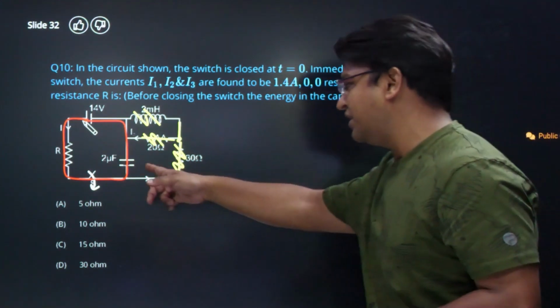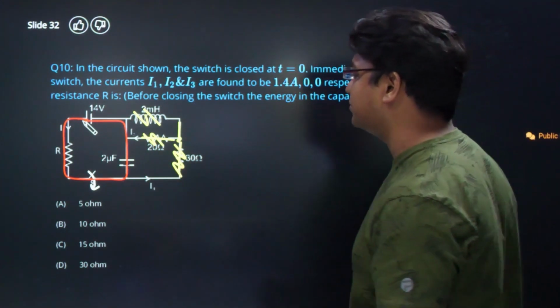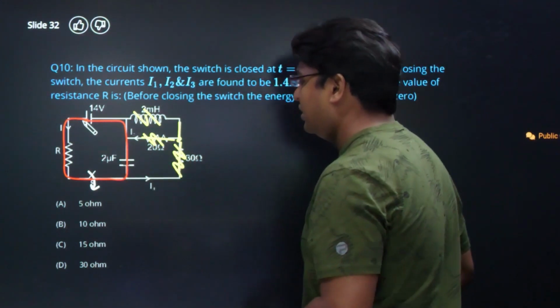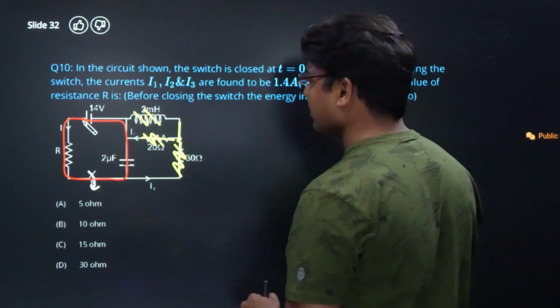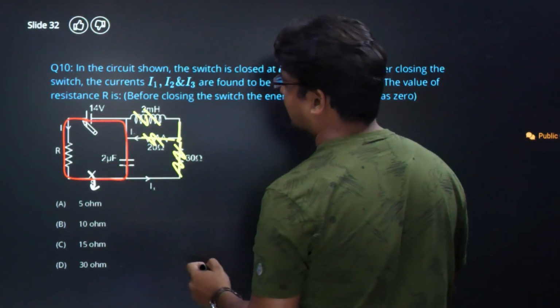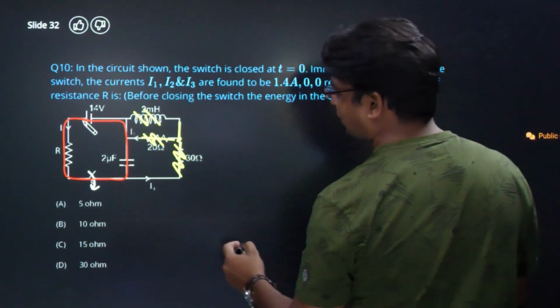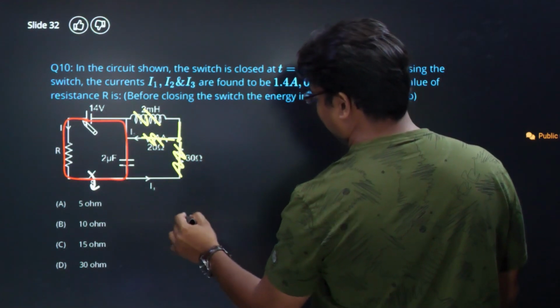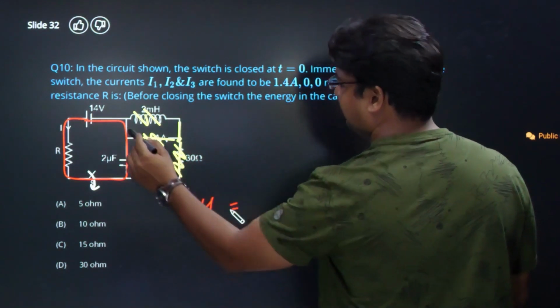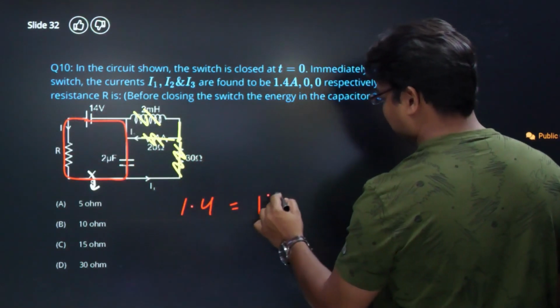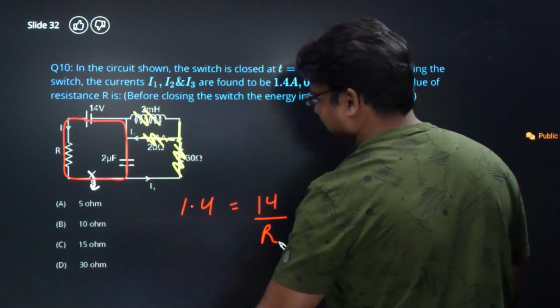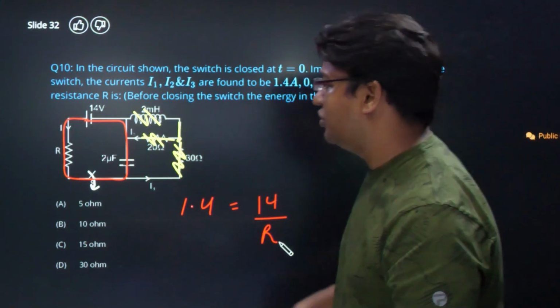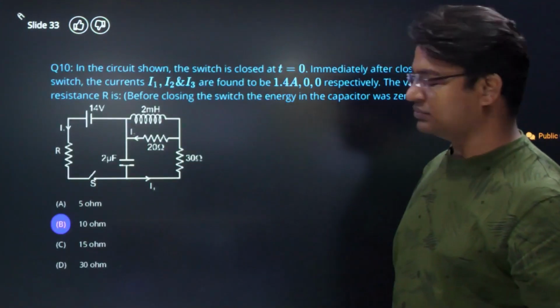Okay, so the capacitor had 0 energy, so the capacitor will behave as a connecting wire. Now if the capacitor is behaving as a connecting wire, then it's a single loop circuit and the current is given to us as 1.4. Alright, so 1.4 will be written as EMF upon R. This is a single loop circuit now, so the value of R will come to be 10 ohms. Alright, so option B would be the correct one here. Is that okay, everyone?